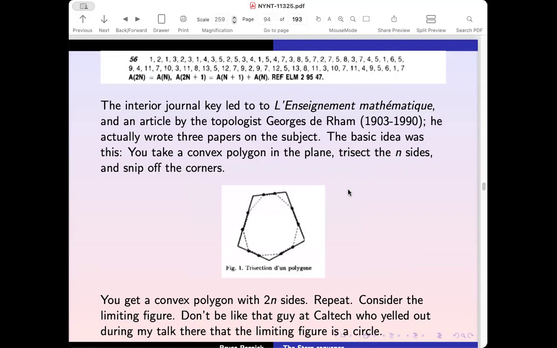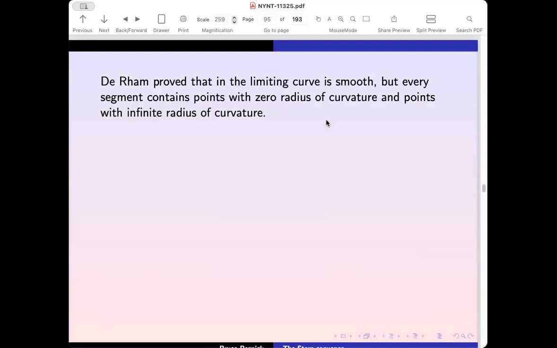You take a convex polygon, trisect the sides, and snip off the corners. You get a convex polygon with 2n sides. Repeat the process. Consider the limiting figure. Don't be like that guy at Caltech who yelled out during my talk that the limiting figure is a circle. In fact, it's the least circle-like thing possible. It's smooth, but every segment contains points with 0 radius of curvature and points with infinite radius of curvature.